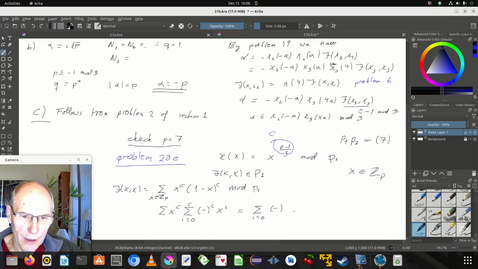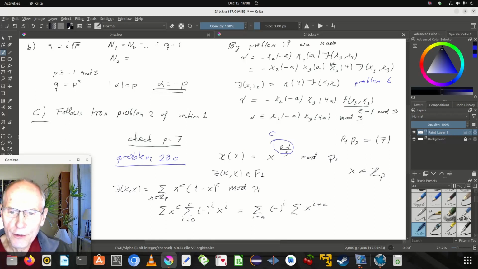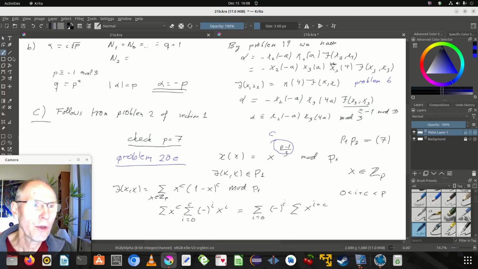Minus to ith can come out. And so we'll sum over the x's. The point is that I plus c is positive and smaller than p. Actually, I and c go up to c, then 2c, that's smaller than p minus 1.